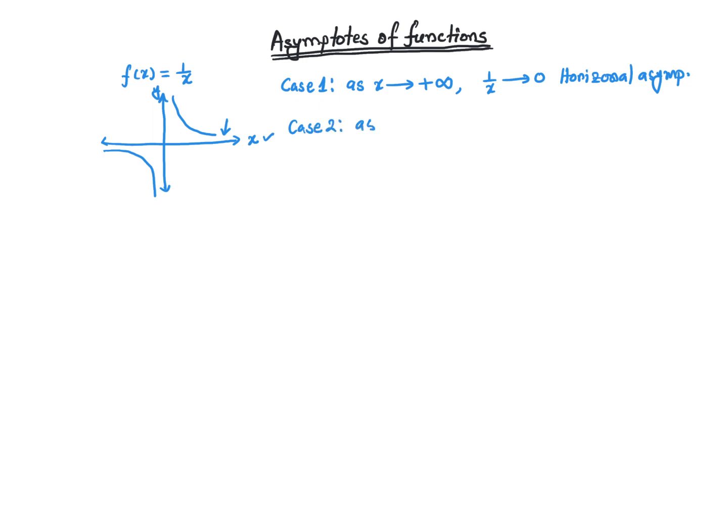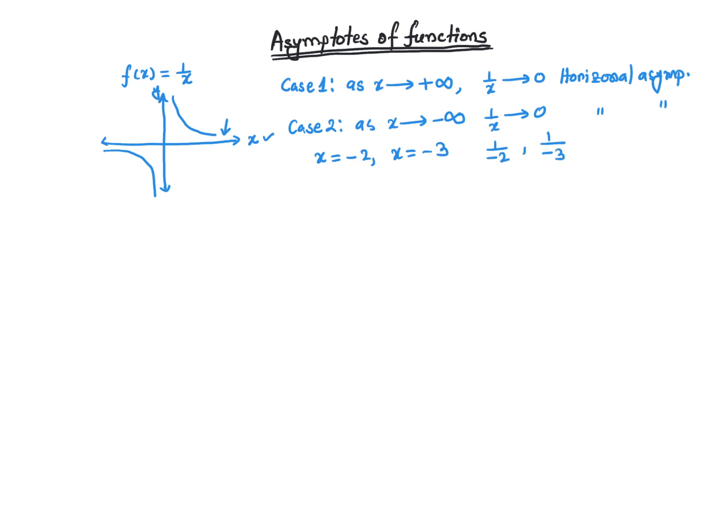Case 2, as x approaches negative infinity, what happens to 1 over x? By the way, 1 over x still approaches 0, and that is also a horizontal asymptote. Remember, how does this happen? So look, let's say x is equal to negative 2 and x is equal to negative 3. So your function values are going to be 1 over negative 2, comma 1 over negative 3.